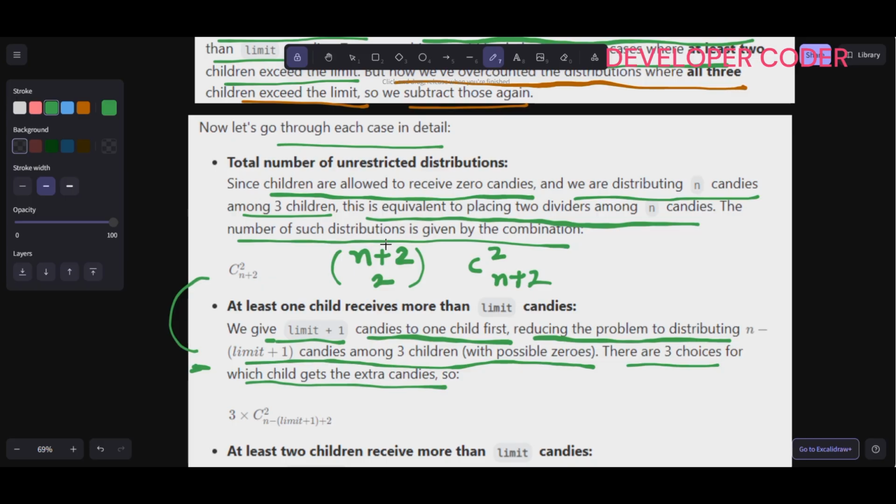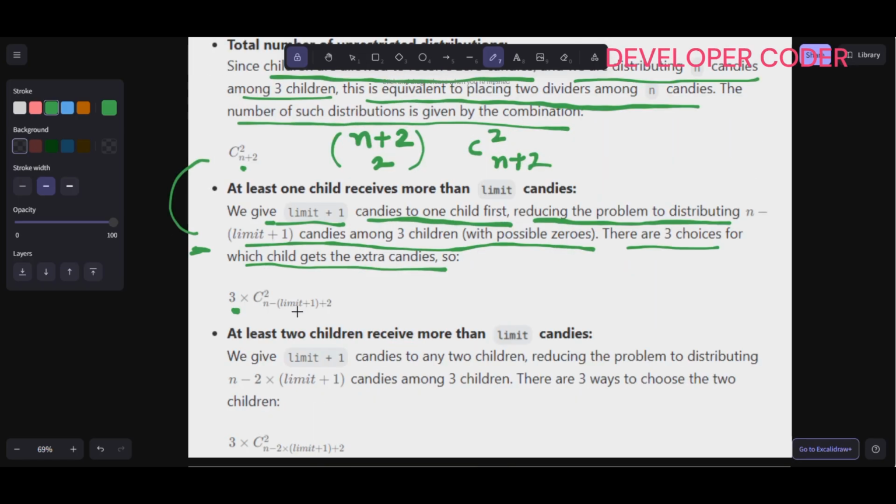So here I'm going to use this 3. There are 3 possible children, into C n minus, and now I'm going to update this, right? So n is going to be n minus limit plus 1. So at least one child receives more than limit candies, so we give limit plus 1 candies, right? So here n minus limit plus 1. This is the case.